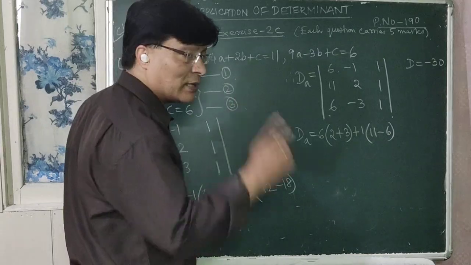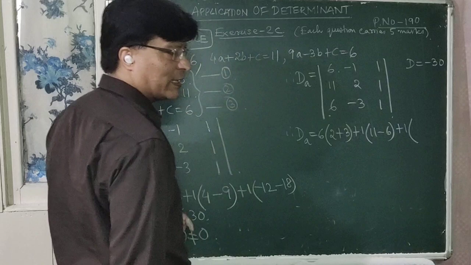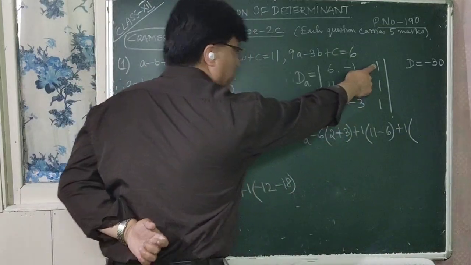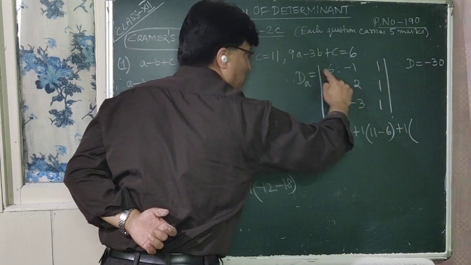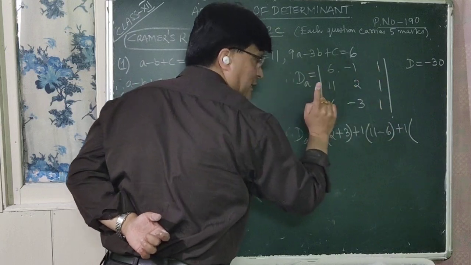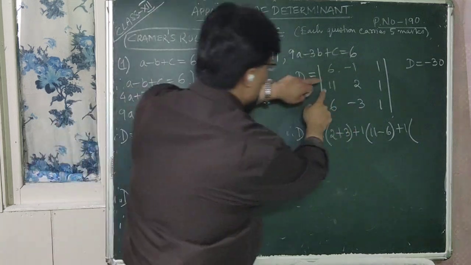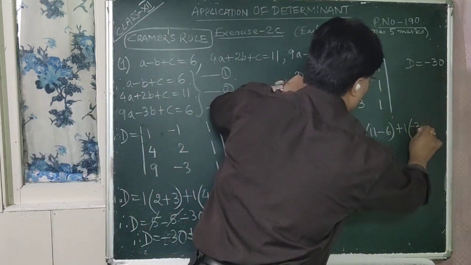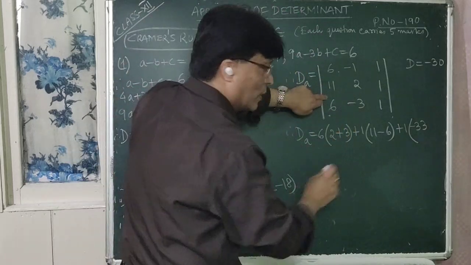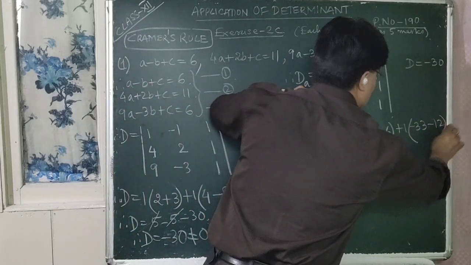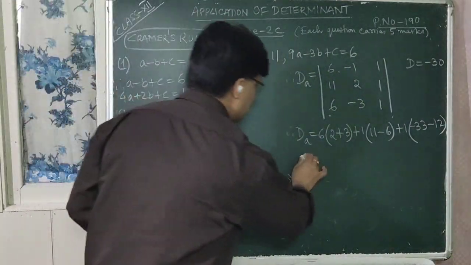Then what is the last one? Plus 1, plus minus plus. So plus 1 within bracket, we are considering this one, right? Delete the row and the column through the element 1, that means first row and third column are deleted, right? What remains? 11, 2, 6 and minus 3. So 11 into minus 3 is minus 33, right? Then 6 into 2 is 12. Is that clear? Let us simplify it.